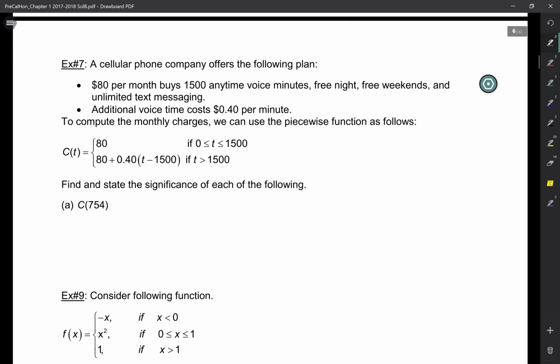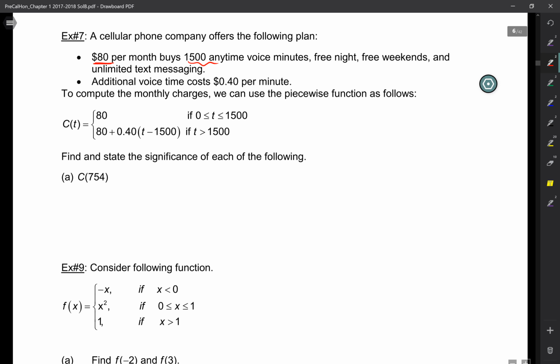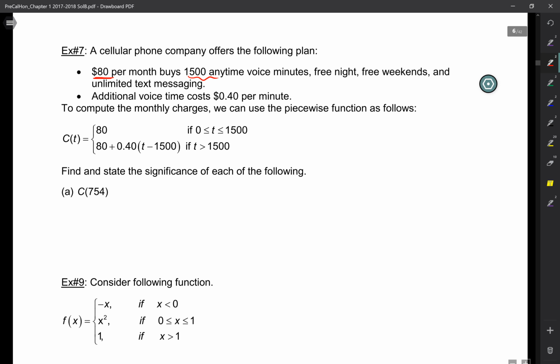Here we're picking up with example 7, and this is just an example of a piecewise function in a real application of it. It says a cell phone company offers the following plan. So basically you have $80 a month. That's a flat fee, and you get 1,500 voice minutes and so on and so forth. Additional voice time costs 40 cents a minute.